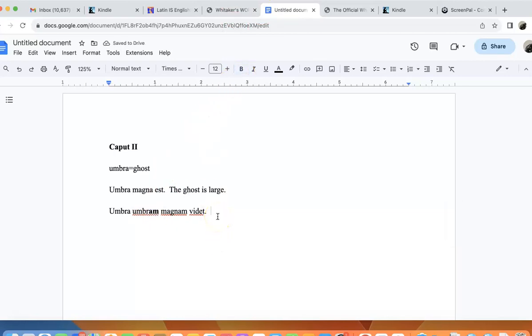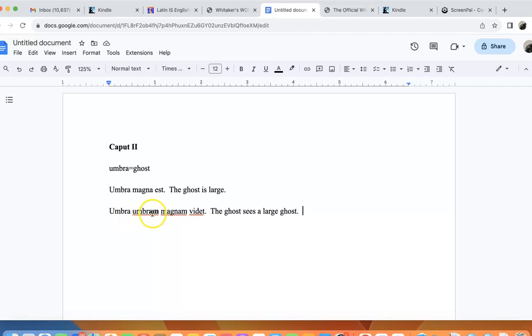Now, so here is our ending here. And what do we have here? We have the ghost sees a large ghost. So let me write that here. The ghost sees a, if I can type here, large ghost. So remember, Latin tends not to use a or the, so umbra just means the ghost, because we're using it as the nominative subject. But then Latin likes to put the verb at the end, sees, vidit, like video. Notice the verb is in third person singular, present tense, since it agrees with the ghost.